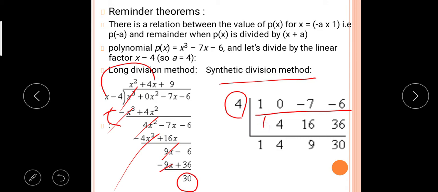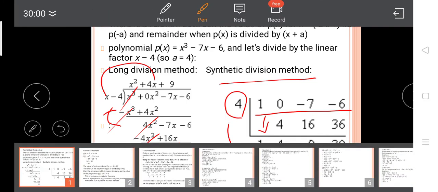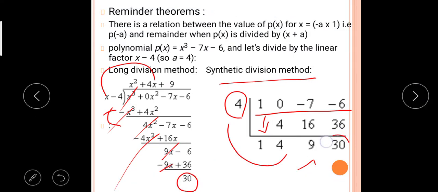Now this 1 as it is we have to take downside. So 4 into 1 is 4. Write this 4 below the next coefficient and add it. After adding, what will you get? 4. Again multiply this 4 with this 4, 4 fours are 16. Write it right below the next coefficient and add it. After addition you will get 9. So 9 fours are 36. Write it below the next coefficient and add, you will get 30. So this 30 is your remainder.